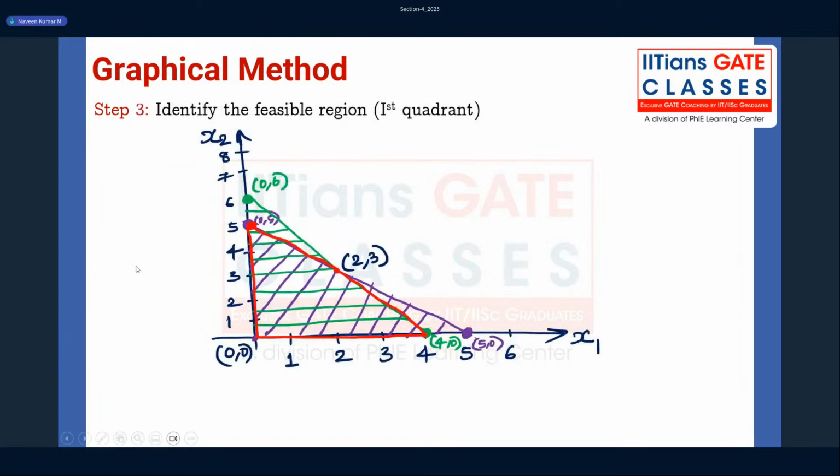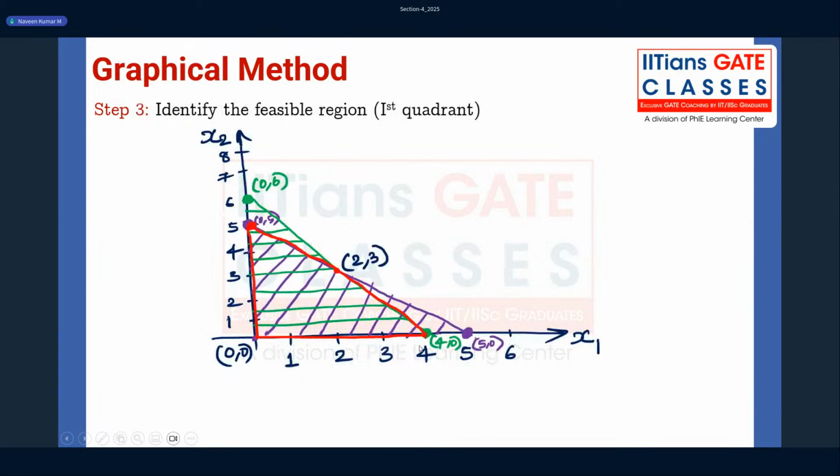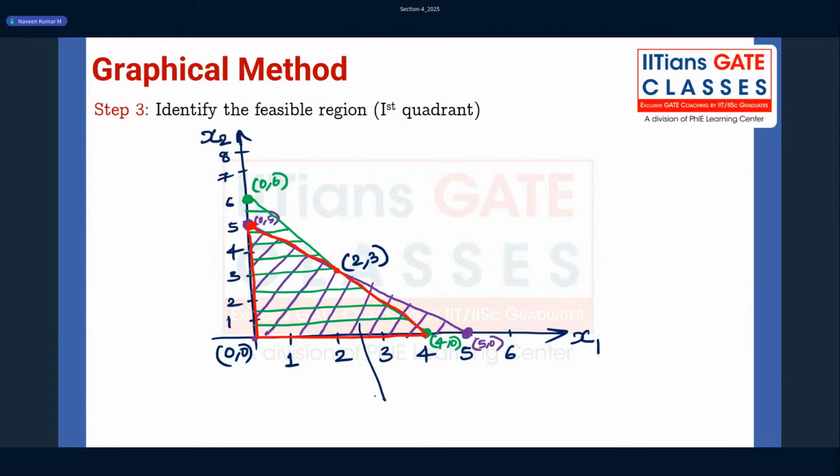I'm plotting only the common region, 2 comma 3 and 4 comma 0. Something like this: this is 2 comma 3 and this is 4 comma 0, and this is your 0 comma 0. So that is what I'm marking, the common region. This is your common shaded region.